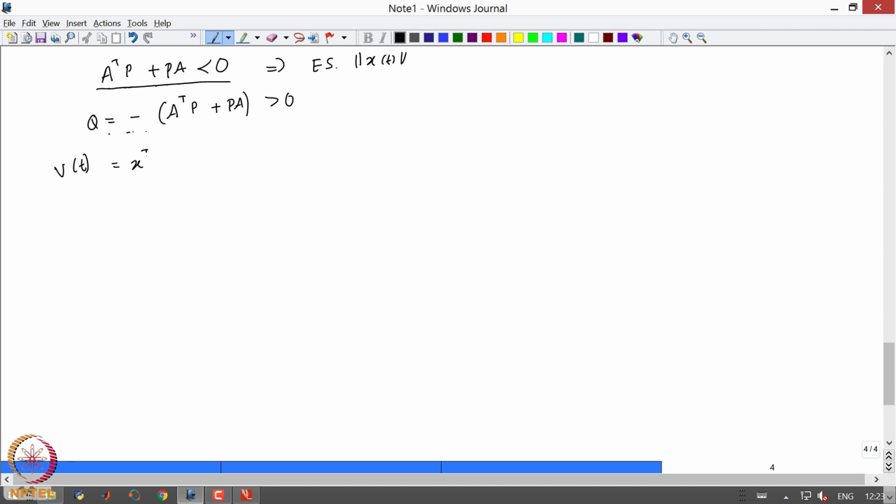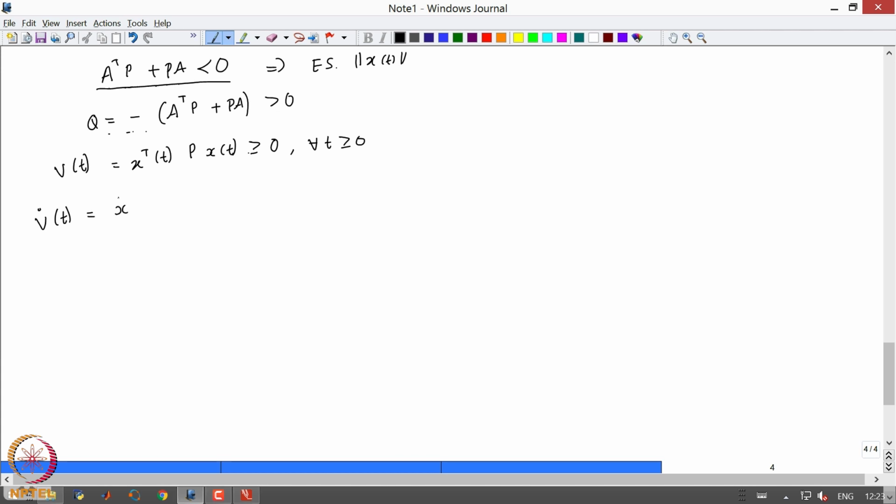Now, define a function V of t as x transpose t P x of t. I will slowly tell you what the physical significance of this function is, but for the moment we will stick to the proof of what we are supposed to do here, the proof of exponential stability.